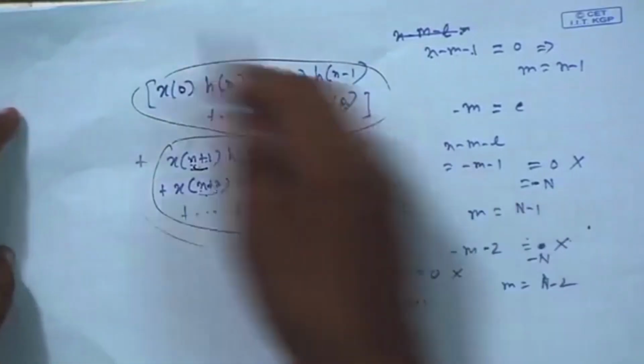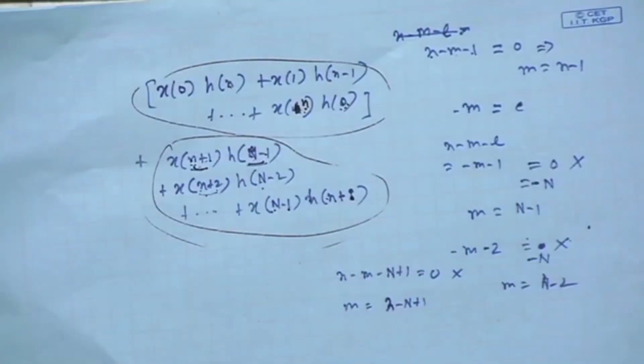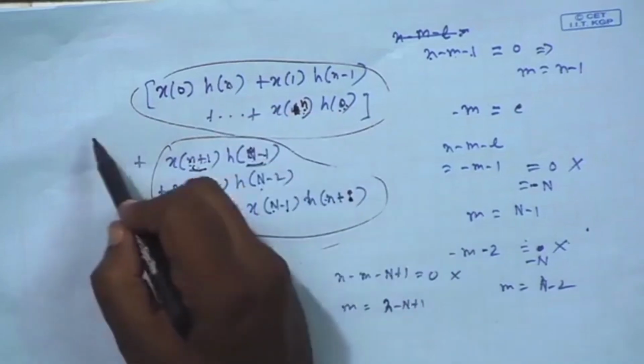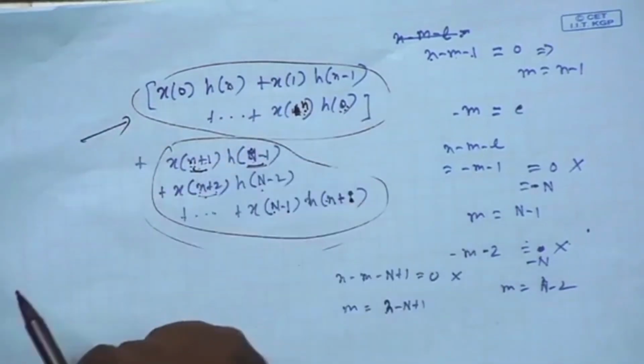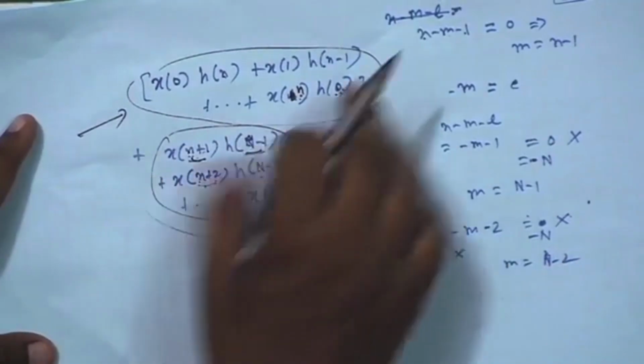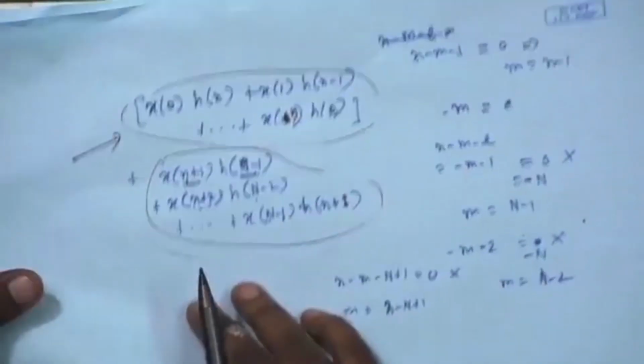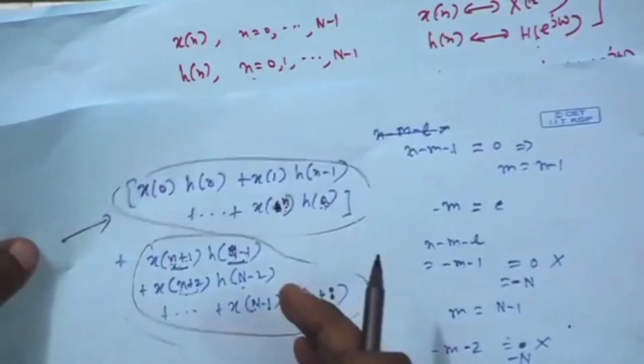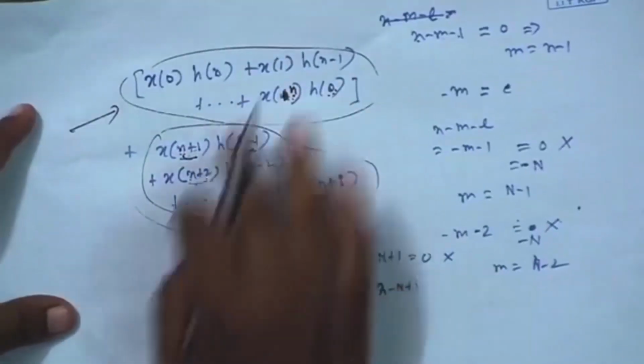Now, this whole summation is actually different from linear convolution. We will see that this component is actually linear convolution between x n and h n, but not this. Because of the presence of this, the whole thing is different. So, from y n, I cannot get linear convolution. Why is this linear convolution?